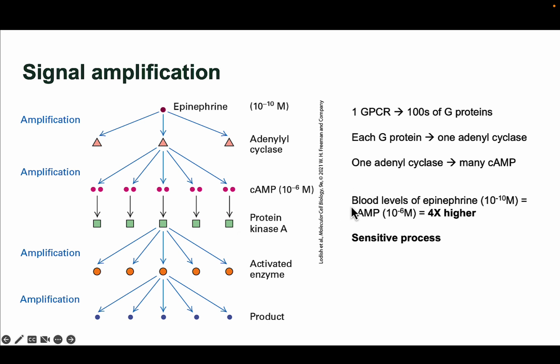Just to give you some numbers, the blood levels of epinephrine are 10 to the negative 10th molar, so minute amounts. And the cyclic AMP levels inside the cell, once that cell has bound to epinephrine, is 10 to the negative 6. So that's 10,000 times higher, right? So we've really cranked up the volume. And so this helps make this process far more sensitive.